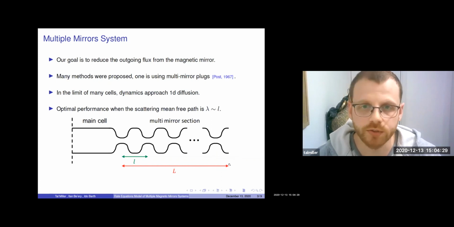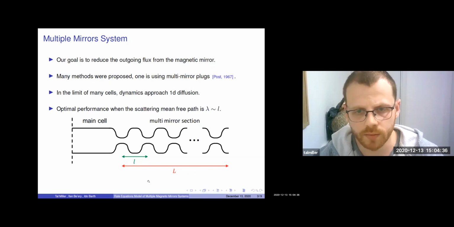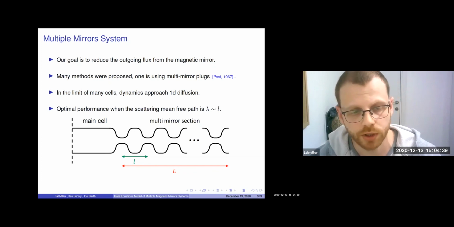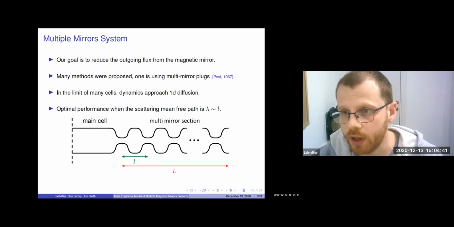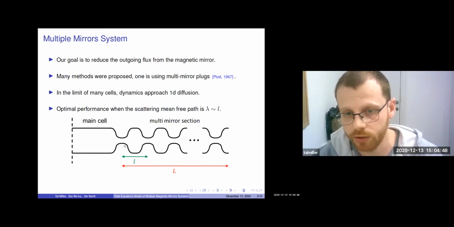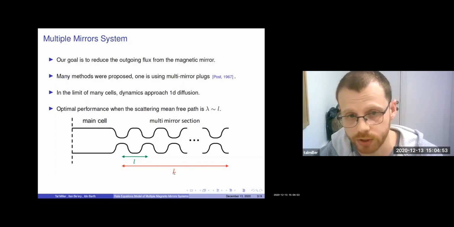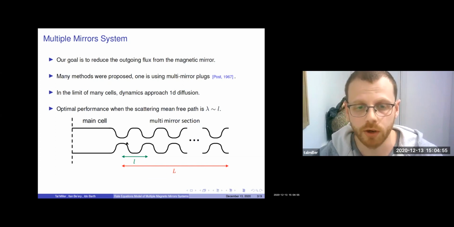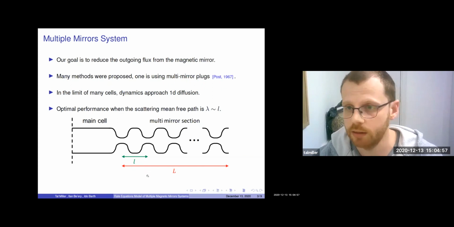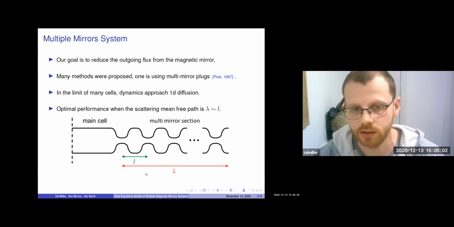The optimal performance of the system is when the scattering mean-free path of the ions is on the order of the cell length. The way to intuitively understand this is looking at the limits. If the mean-free path was very, very large, then the particles escaping the main cell would never get an opportunity to get scattered and would just escape. In the other limit, if the mean-free path was very small, then the particle would get scattered many times, and the assumptions of the magnetic mirror trapping particles in the radial axis would not apply.